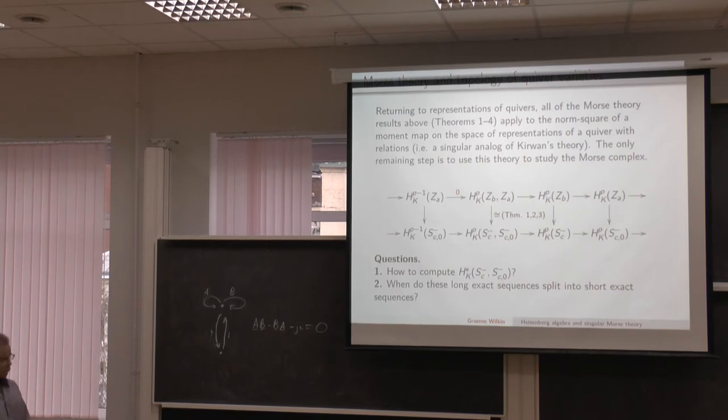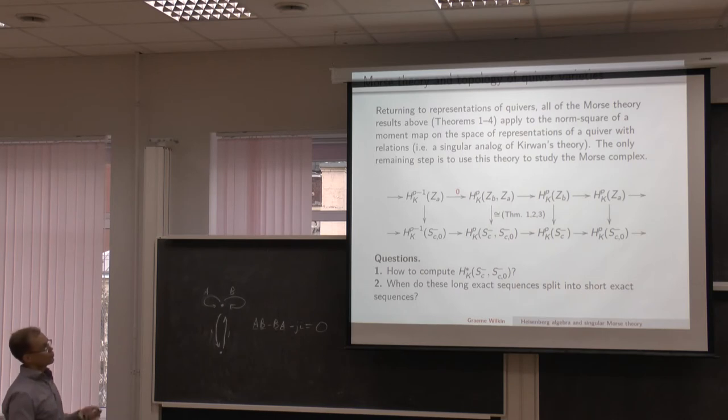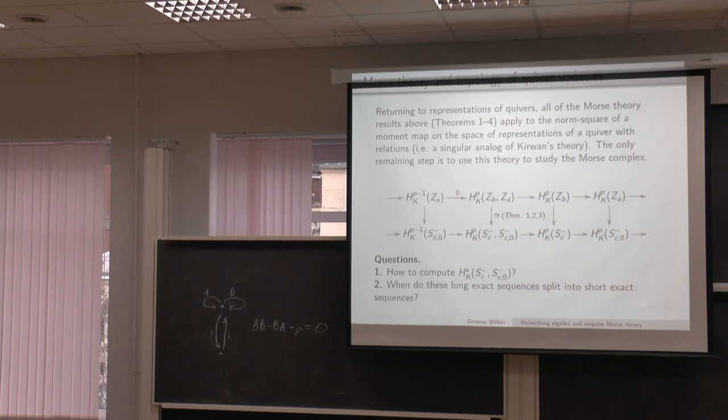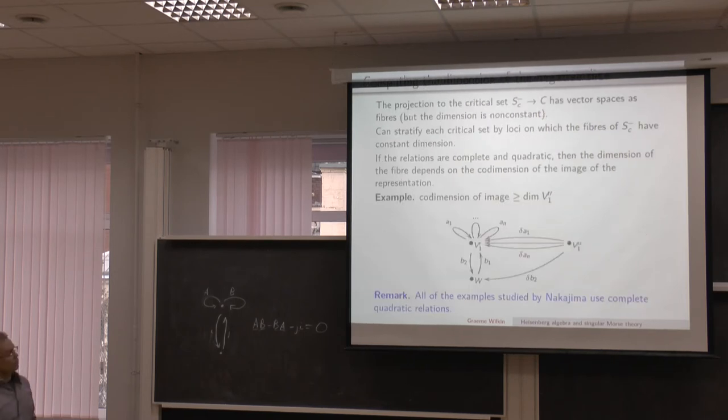Okay, so back to representations of quivers. Everything I described before, theorems 1 to 4, fits into this setting. So we have this exact sequence, we can turn this into this exact sequence, which has some potential of being understood using these first three theorems. So the two remaining questions are, how do we compute these groups here, and when is this map zero?